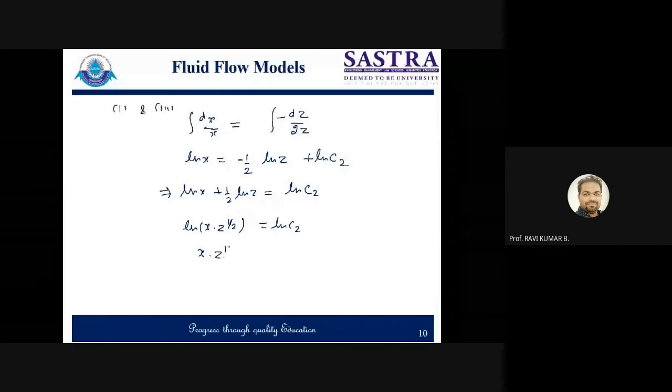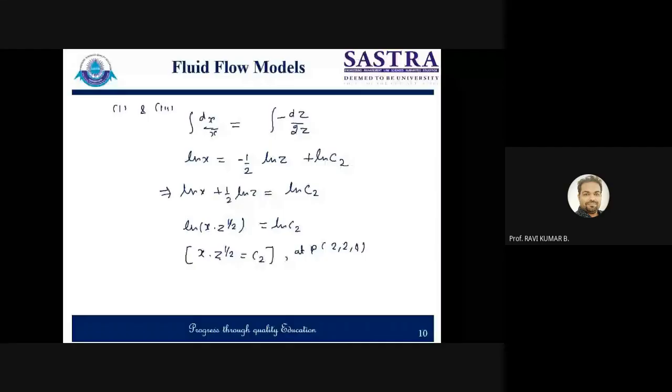At the point 2, 2, 4, the values are 2 and 2, and 2 into 4 to the power 1 by 2 will become the constant equal to 4. So at 2, 2, 4 you are getting the value of the constant as 4. Once you know this, substitute over here. By substituting this value over here, you can say x is equal to 4 divided by this term, which is under root z. This is equation number 4.